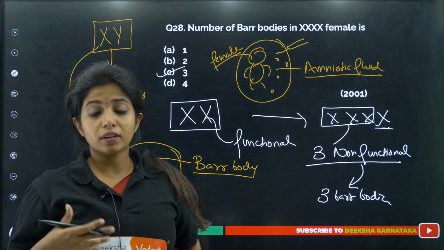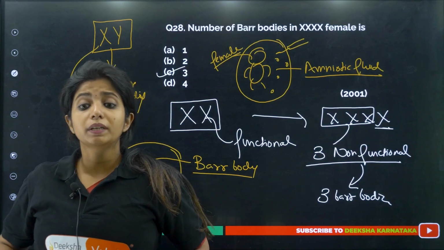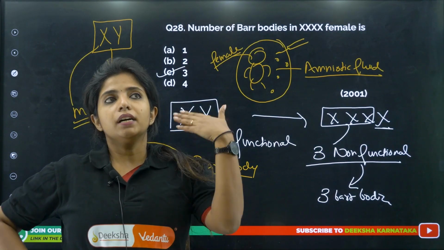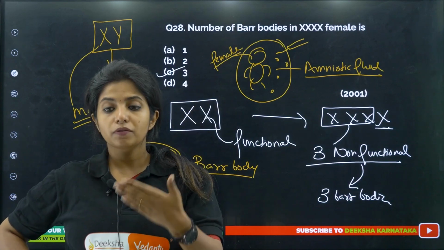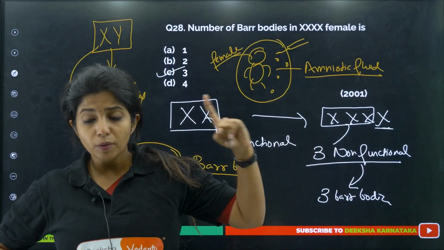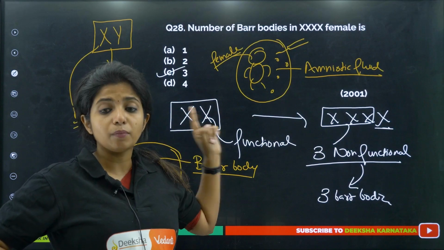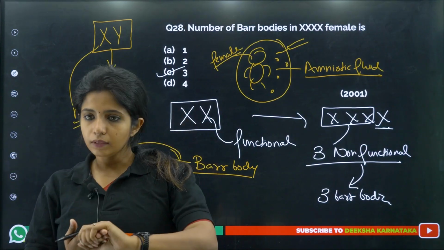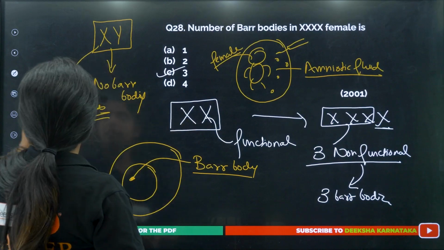So amniocentesis was actually used to find genetic disorders, but since it was illegally used for finding the sex of the child, and then female feticide increased, it got banned. So you should know that in amniocentesis, it's the Barr body count that is taken for the sex determination of the child. Works? This is the 28th question.